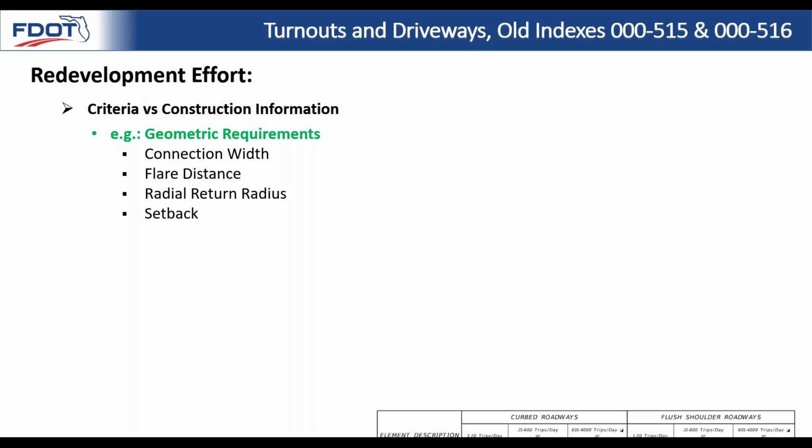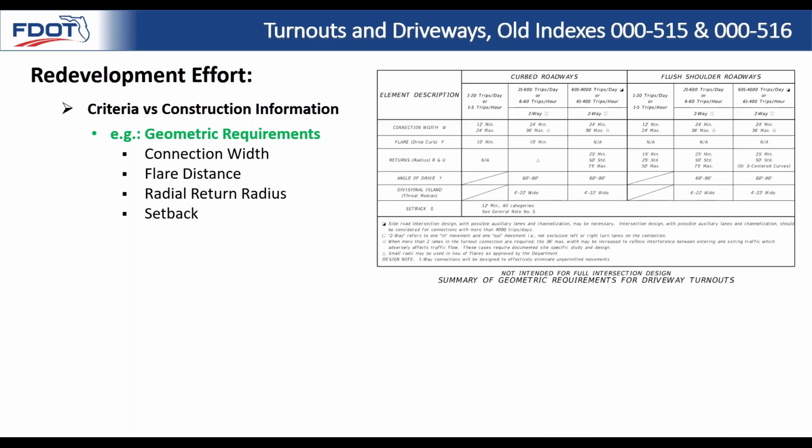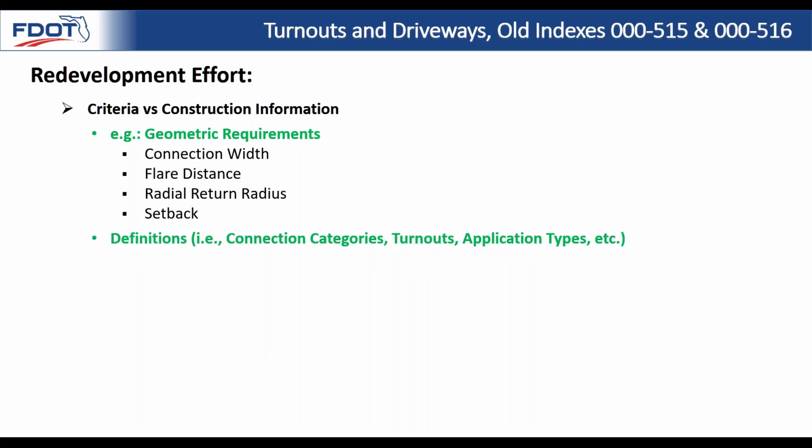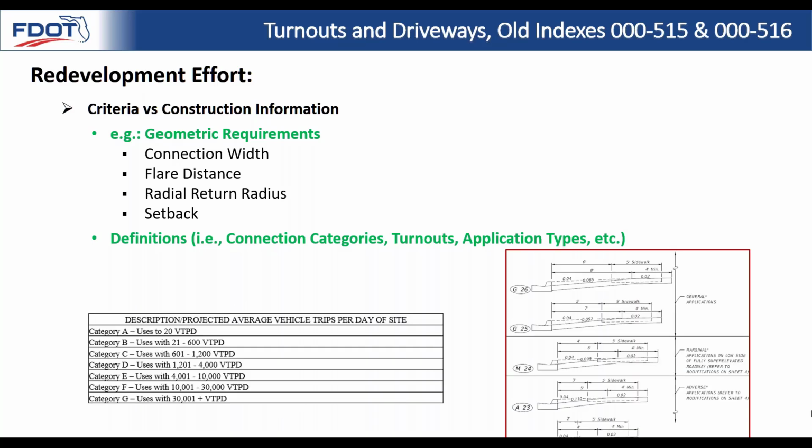And so as it relates to the turnouts and driveways index, there was a vast majority of this index included design criteria for the driveways, including, for example, geometric requirements, the connection widths, flare distances, radius and setback requirements. And so that information, along with some of the definitions that were included within the index, such as connection category types, application types. Previously we covered what the definitions of the different profile types were under the alphanumeric codes, and a lot of that information will now be explained in the FDM.